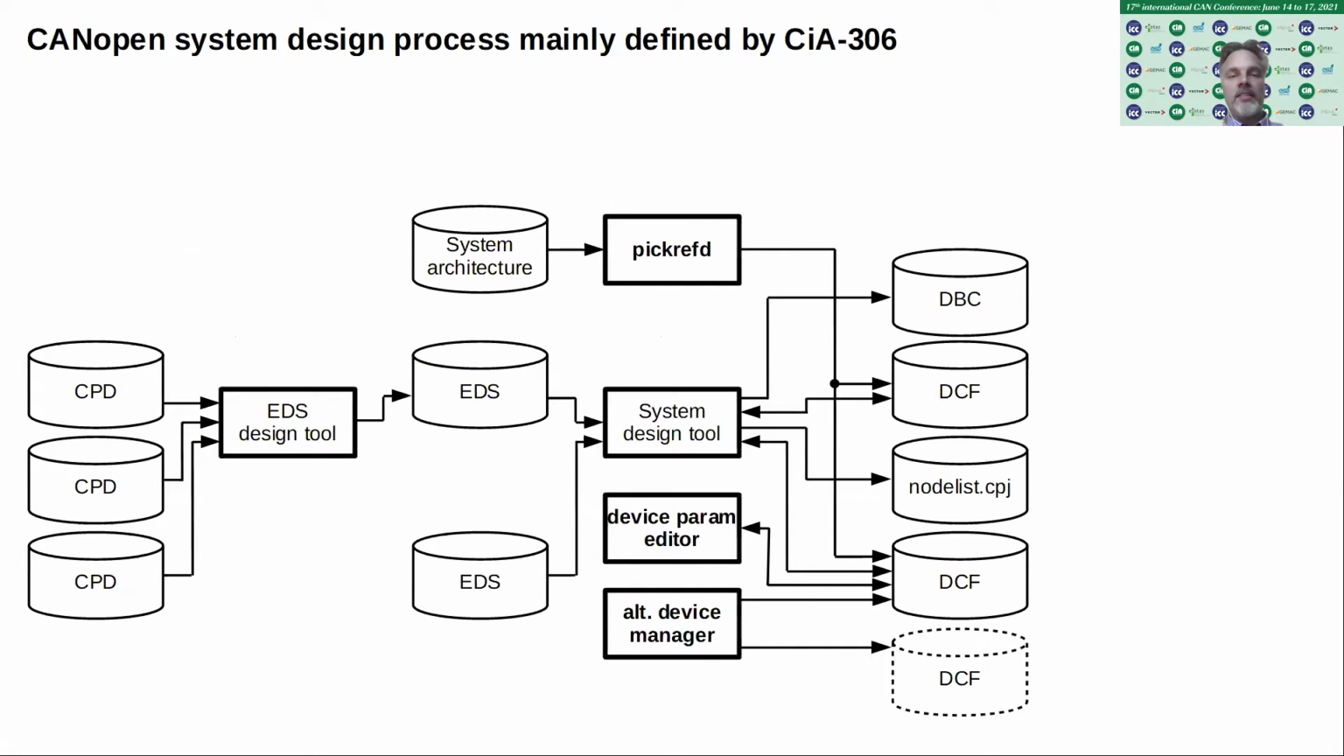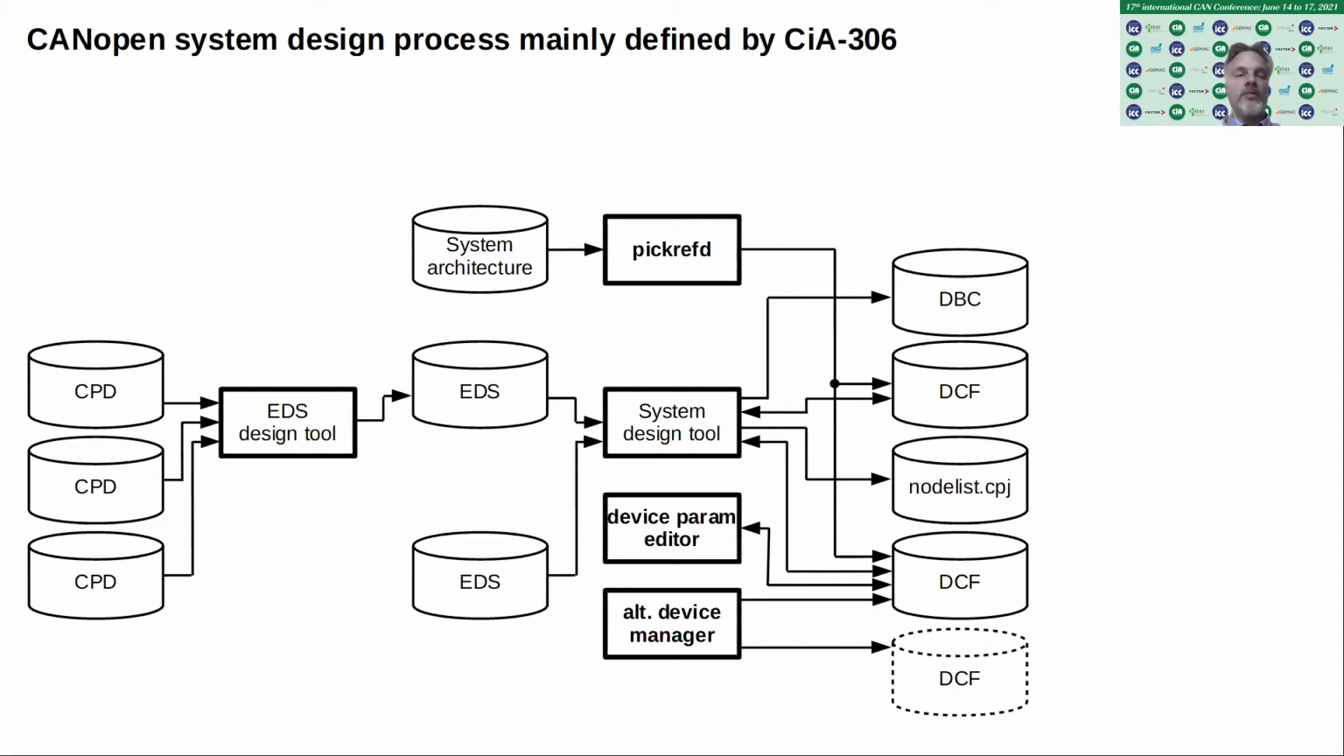Main idea is that component vendors provide device capability information as EDS files, and system tools take EDS system or component descriptions in as EDS files, and then use DCF files for component instance by instance configuration storage. And the node list file is defining from which component instances the entire project consists of.